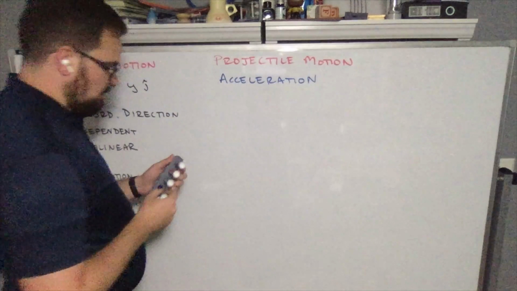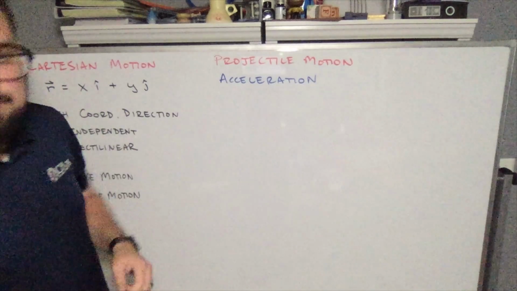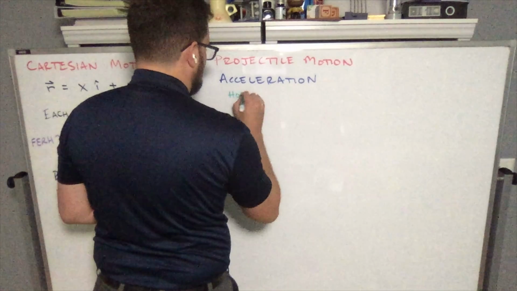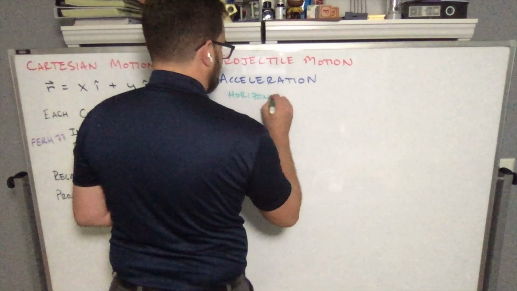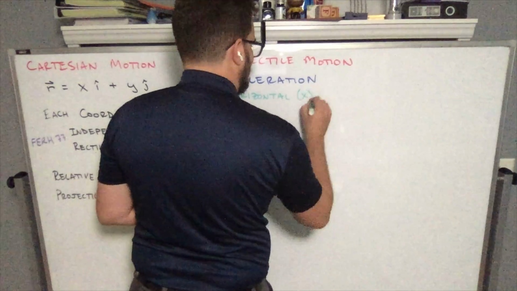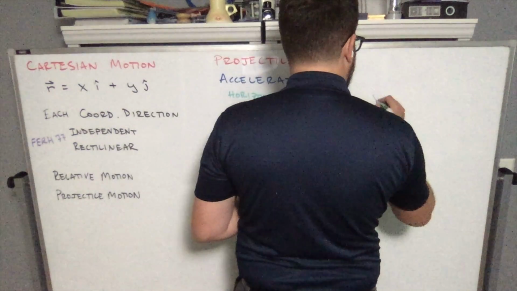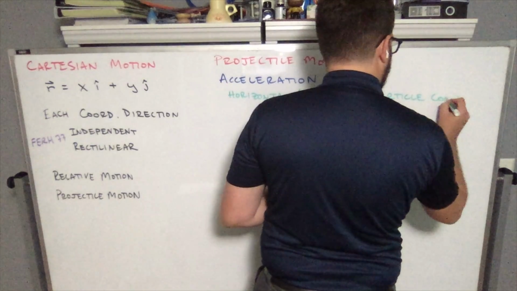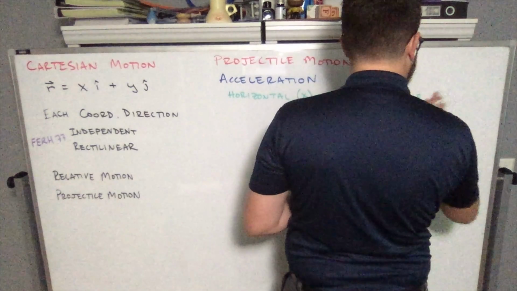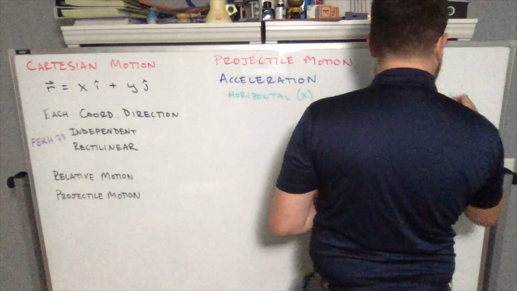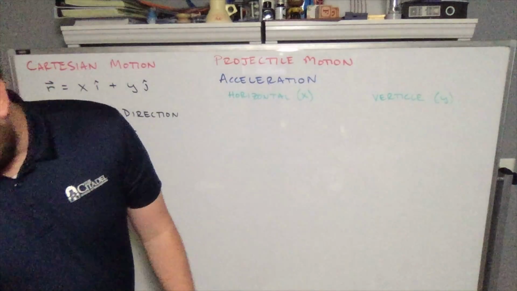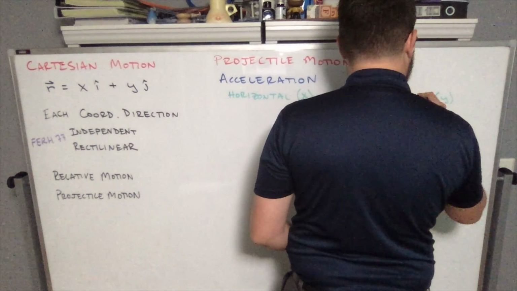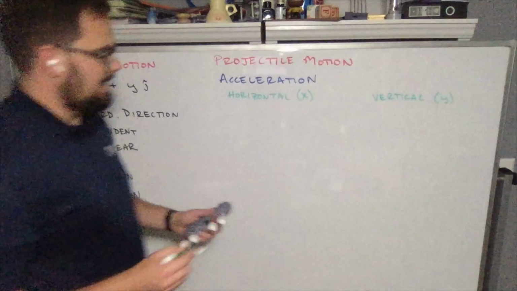Okay. Now, when we think about this acceleration, we can really break this into our two components. Like we said, we would have our horizontal component. We call that x, right? And our vertical component, y. I misspelled vertical, didn't I? Yep. Good at math, not as good at spelling. Vertical component in the y direction.